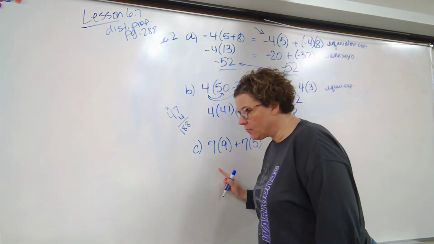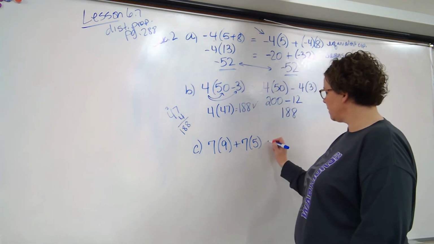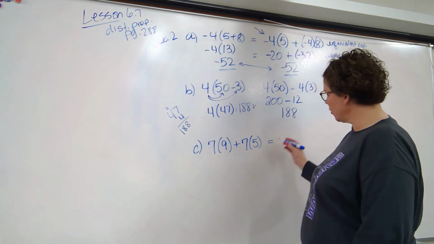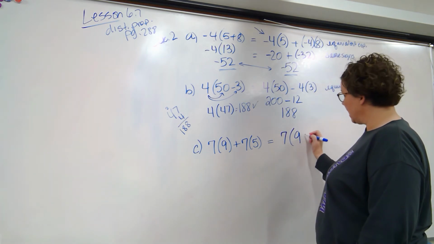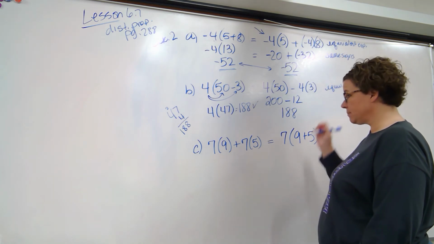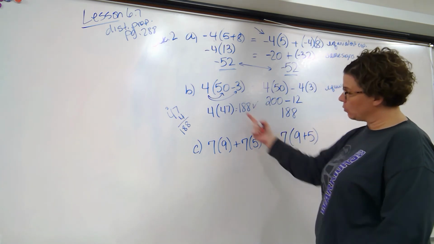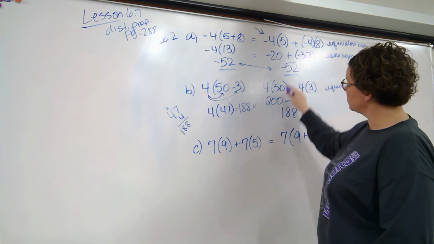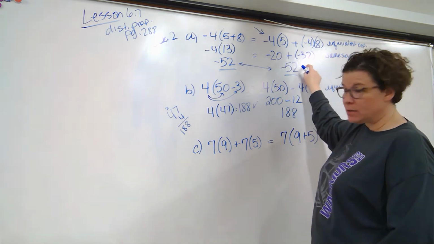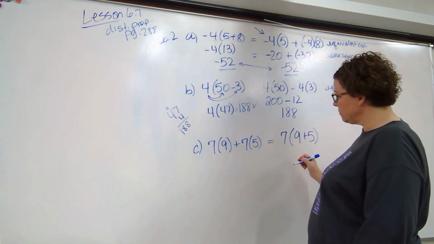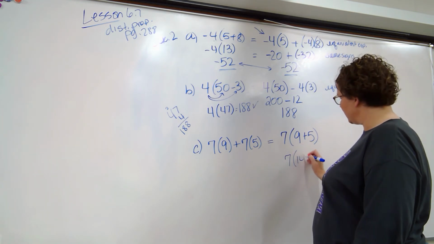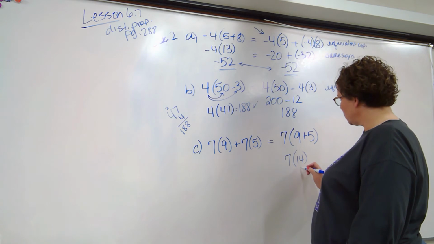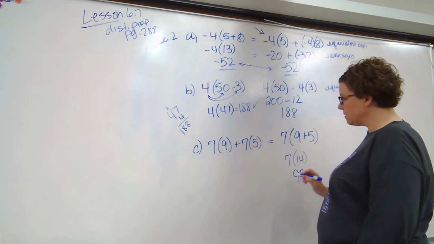This one is a little bit different. The equivalent expression here is going to be 7 times 9 plus 5. Okay, basically we're going backwards. This expression looks a whole lot like this. We're going the opposite direction. 7 times 9 plus 5 is 7 times 14, 28, which is 98.